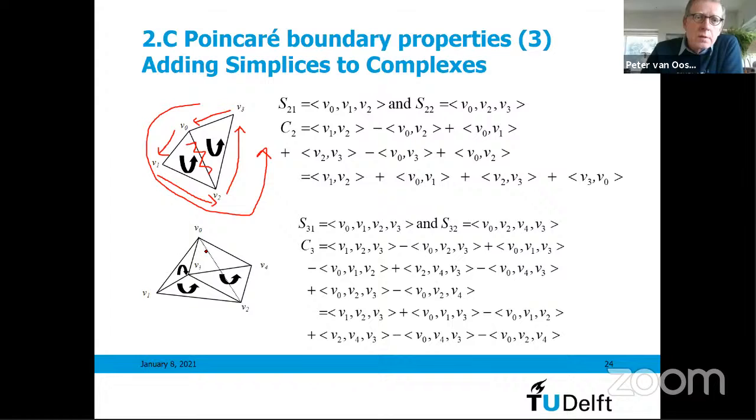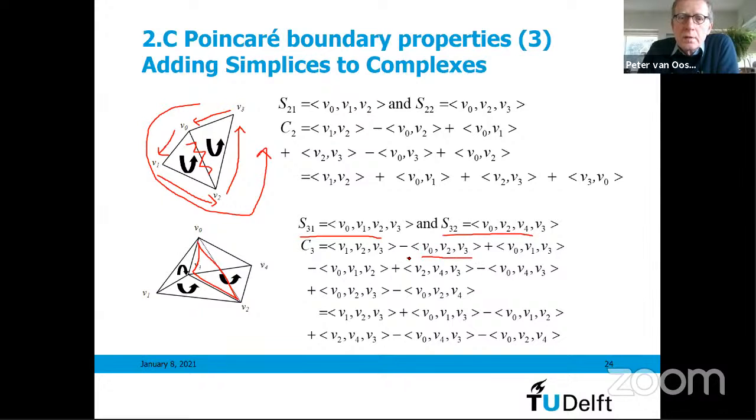Again, this also works in higher dimensions. Here we see two tetrahedra, S31 and S32. The shared boundary is occurring twice. Let me see what is the shared boundary. V0, V2, V3. V0, this one.